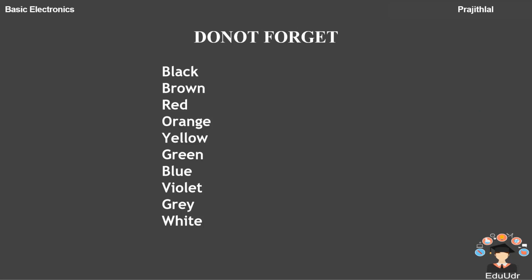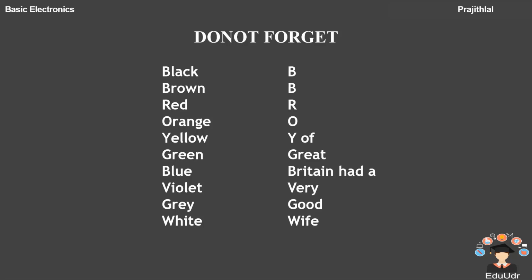Even though we know this color coding, there is a possibility that a beginner may not always remember the order of these colors. So to understand the color order, I have a shortcut. Here we have: B.B. Roy of Great Britain had a very good wife. This sentence can be used to easily remember the order of the color coding. Here we have black, brown, red, orange, yellow, green, blue, violet, gray, white. From black to white we have 0 to 9. To remember this, we can use this sentence.